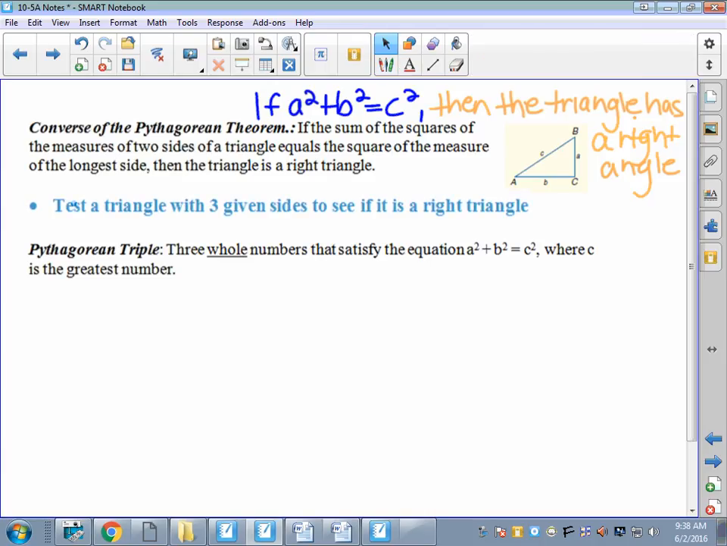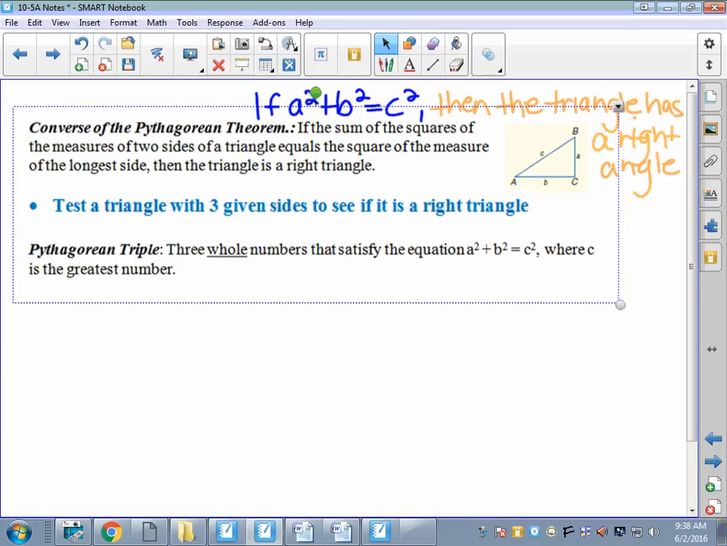So this is where we're going to test a triangle. I'm going to give you the three sides. We're going to test to see if it is right. So we're going to see, does Pythag work? If the Pythagorean theorem works, then we know we've got ourselves a right angle.